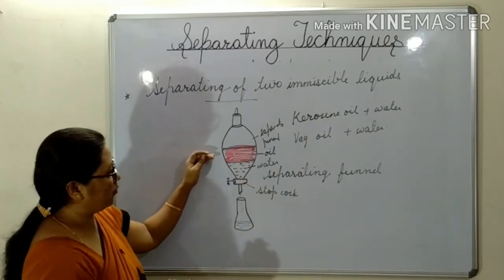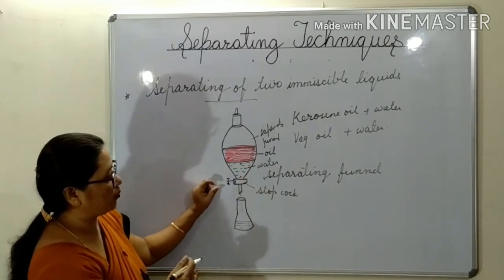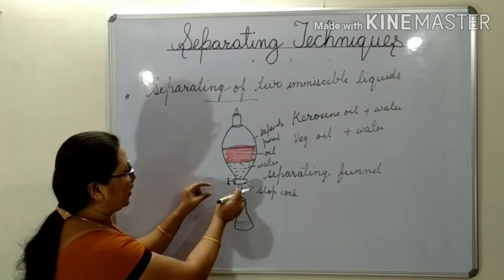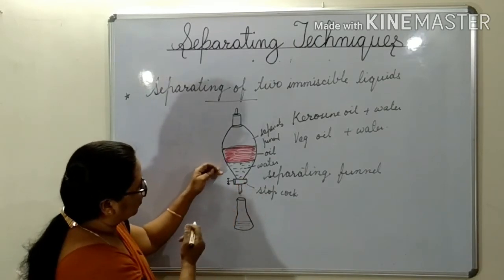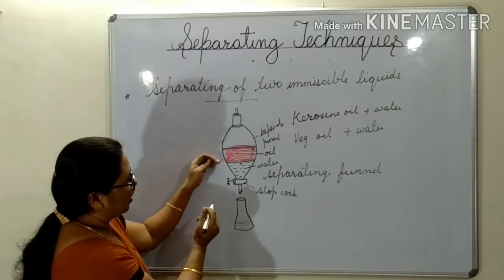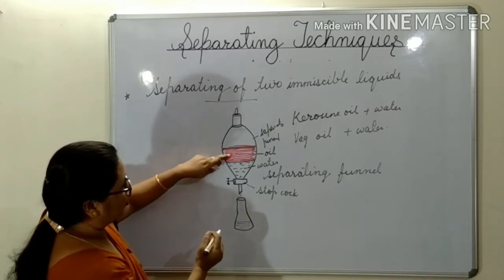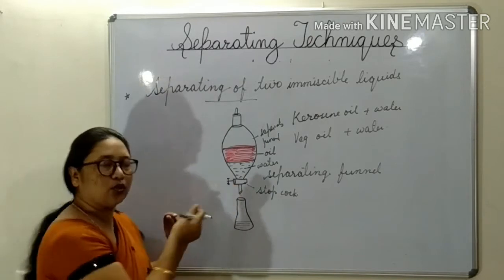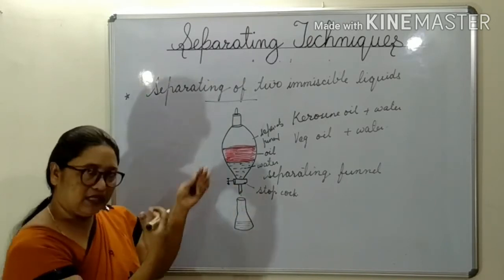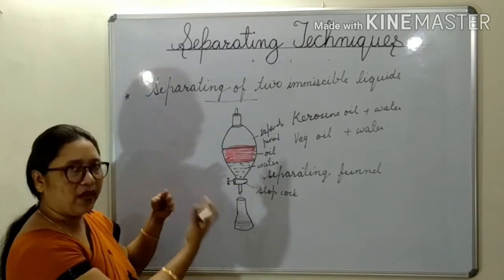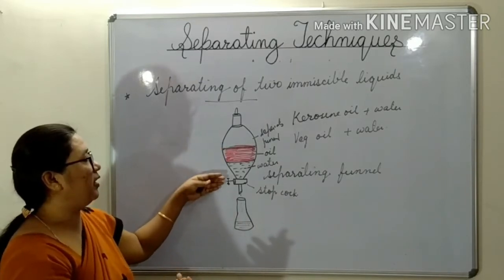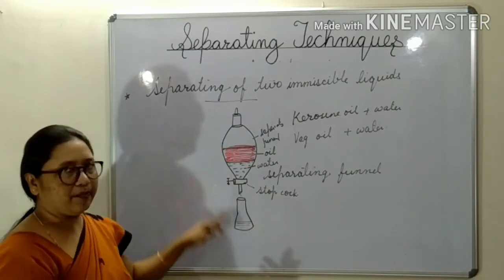Now what you do, just open the stopcock, and let all the water come down. Now when all the water comes down and the oil reaches here, just close it. And this is the way you will separate oil and water through this separating funnel.